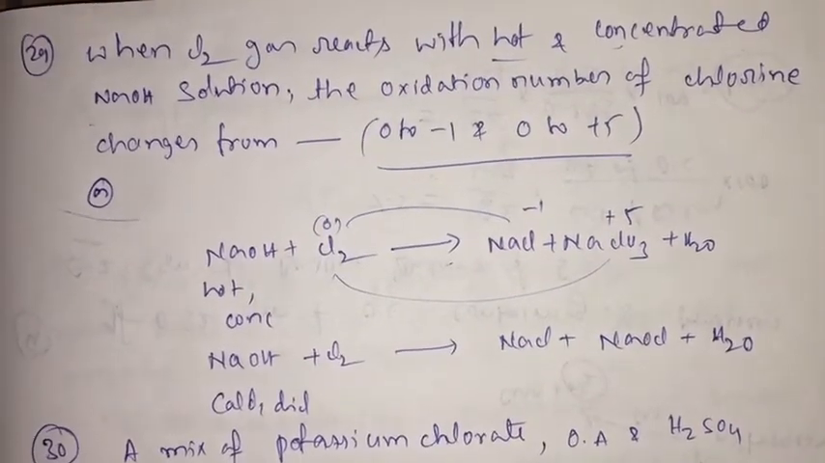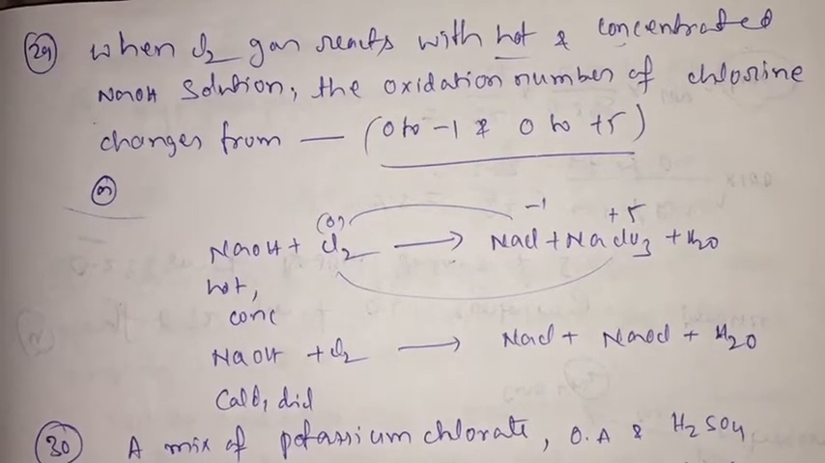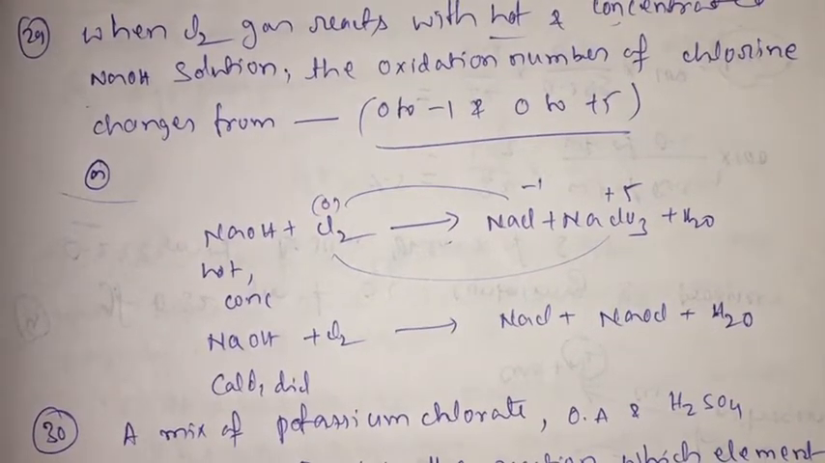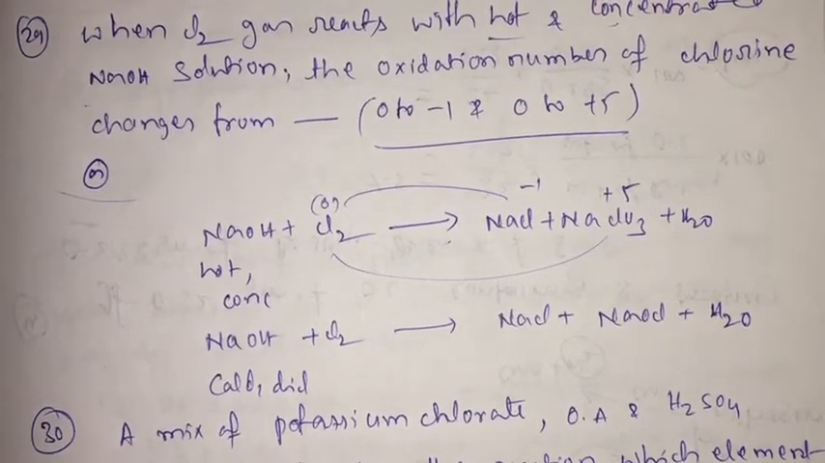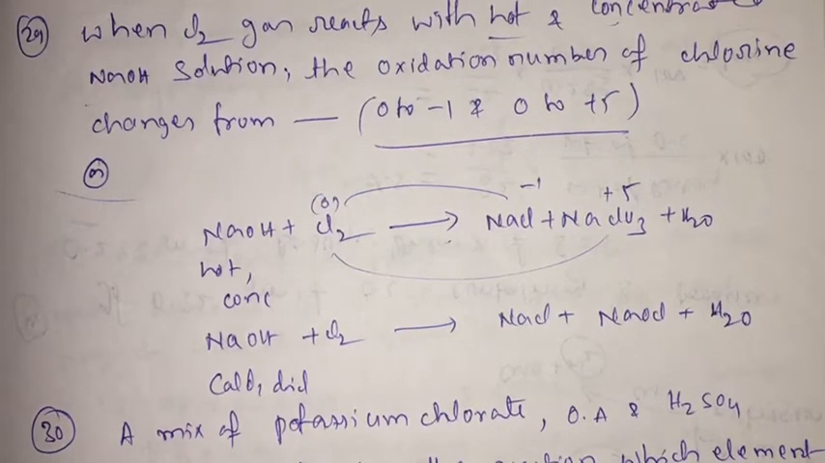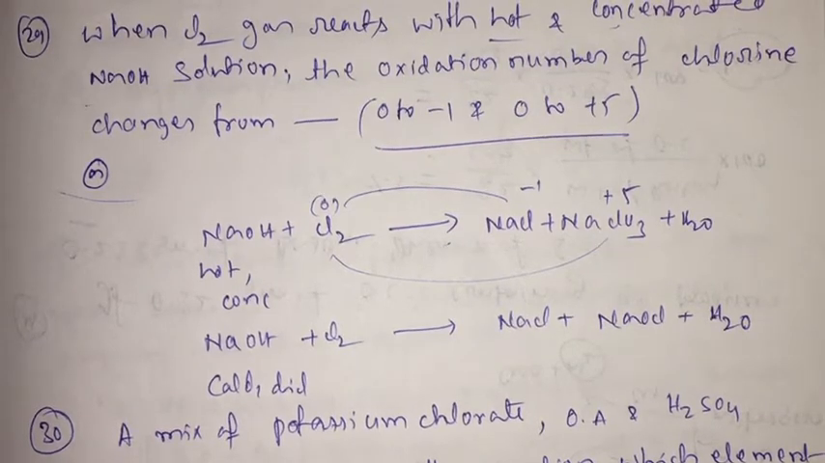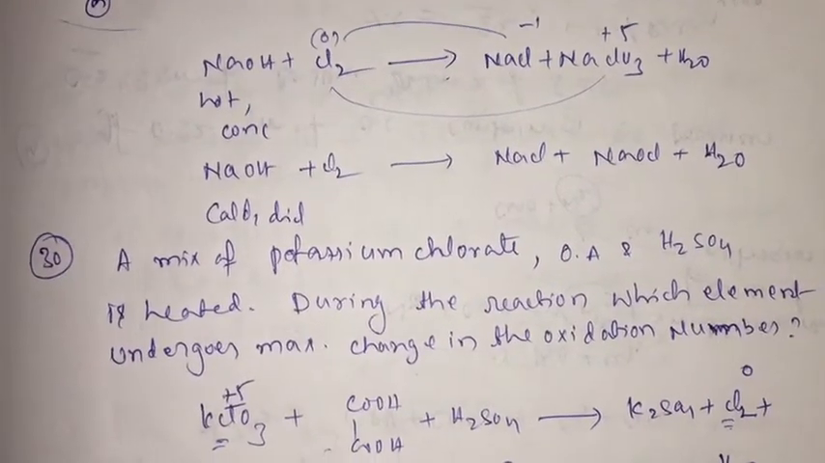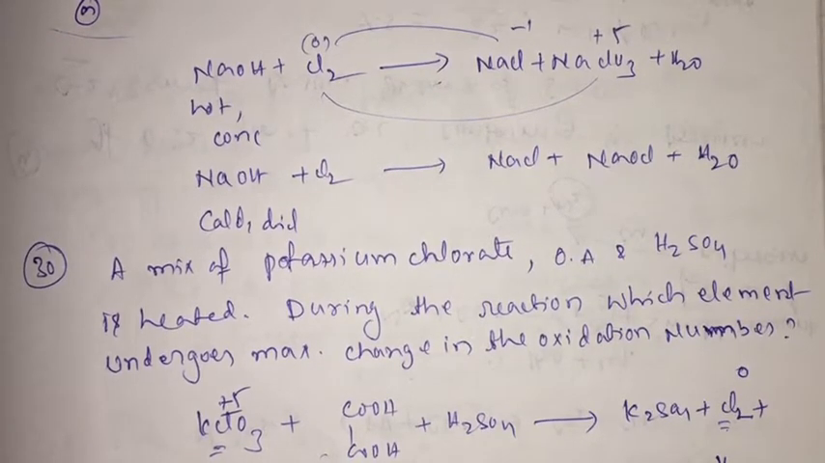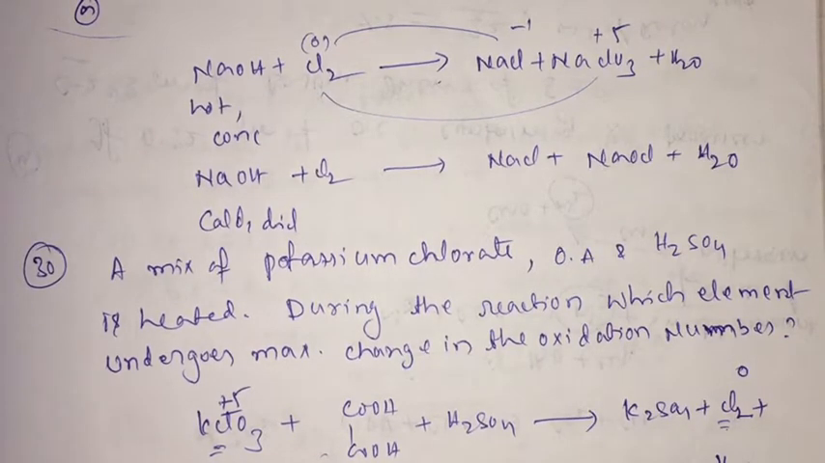Next, when Cl2 gas reacts with hot concentrated NaOH solution, the oxidation number of chlorine changes from where to where? There are hot concentrated and cold dilute conditions, you can take both. Here, Cl2 reacts with hot concentrated NaOH to form NaCl, NaClO3 and H2O. In NaCl the Cl oxidation state is -1 and in NaClO3 it is +5, so the change is from -1 to +5. If you want other information, NaOH reacting with Cl2 forms NaCl and NaOCl, where Cl goes to +1 and -1.